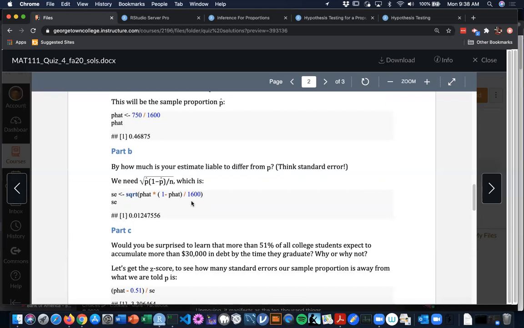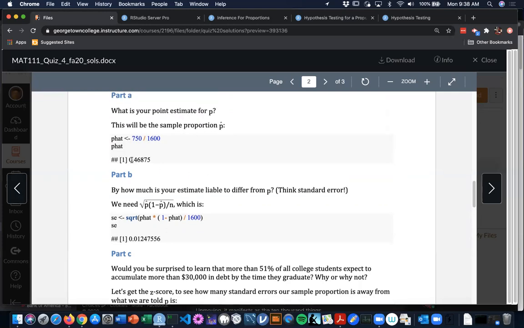There's a couple of people who would turn the proportion into a percent, 46.8%, and they would use the percent right here for the P hat in these two places. That gives you a wrong answer. When you're computing the standard error, you really do need to use the fraction, the actual proportion, the things between 0 and 1, not the percent.